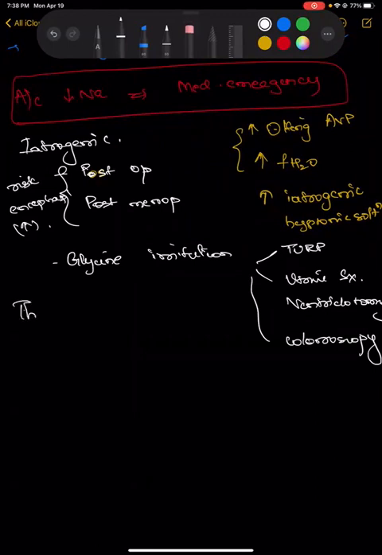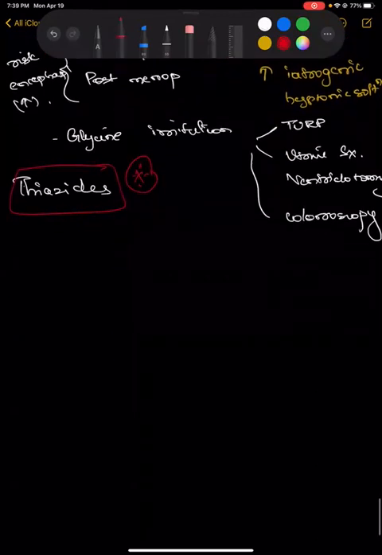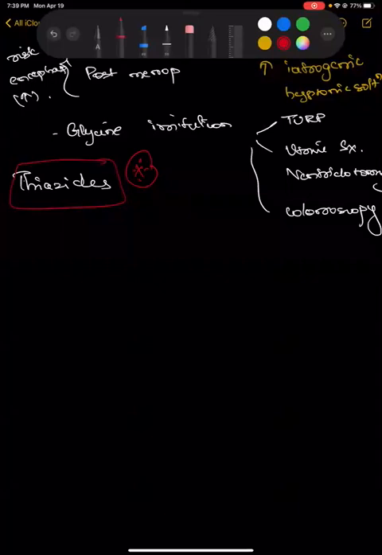Then there is the institution of thiazides. This is very, very important. Whenever we put the patient on thiazides, we have to monitor their serum sodium levels until they have attained a stable blood pressure along with stable serum sodium levels.